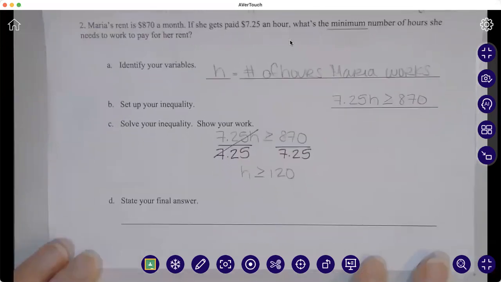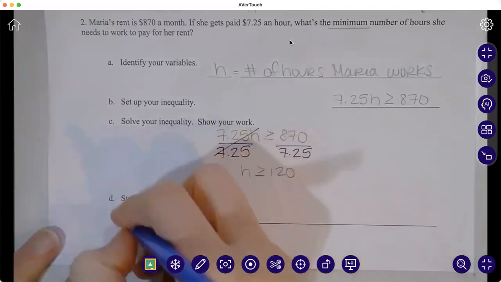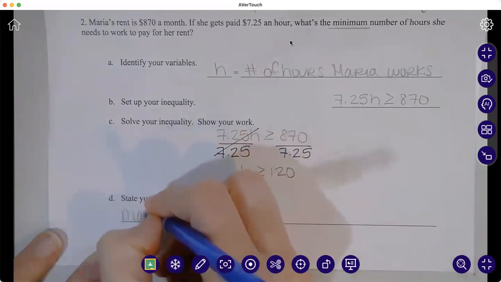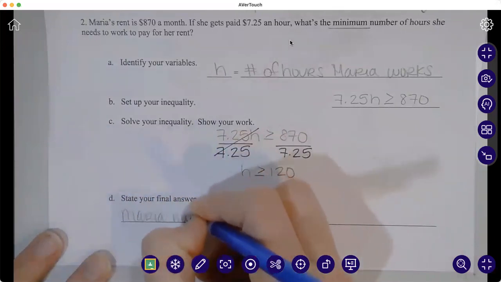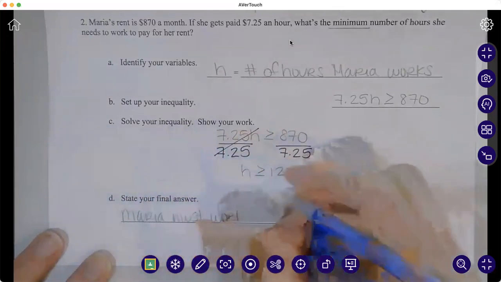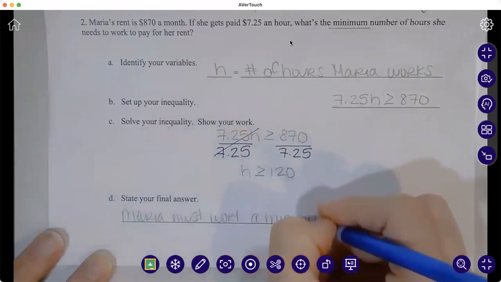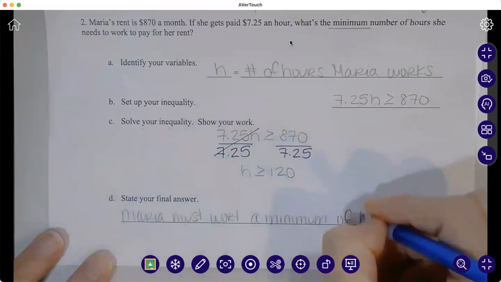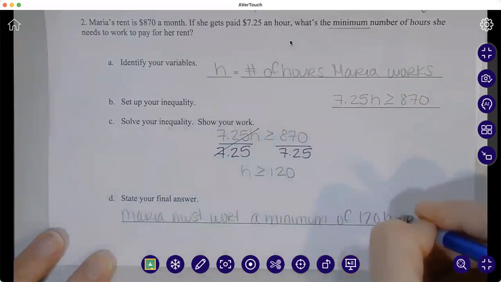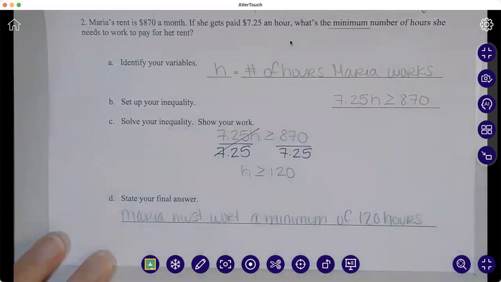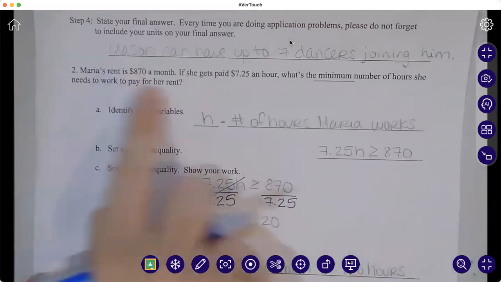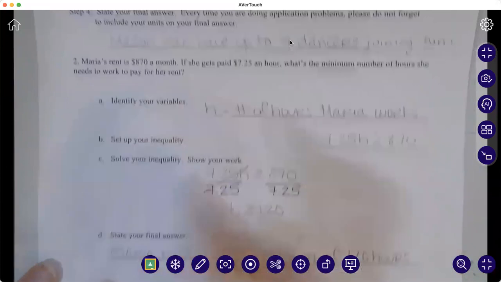All right, so one way you could state your final answer is that Maria must work a minimum of 120 hours. Now to clarify, this is not 120 hours a week. This would be in a month.